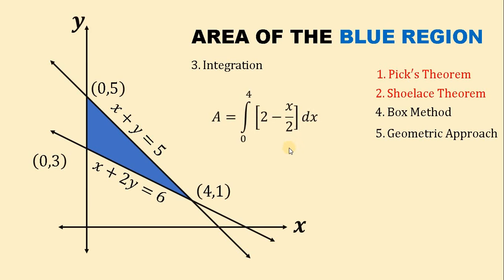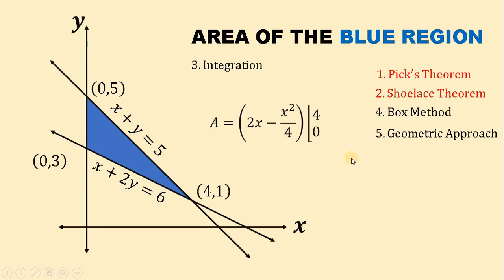So we can now integrate this. So the integral of 2 dx must be 2x, and the integral of x over 2 dx must be x squared over 4. So this will give us the area of this shaded region must be equal to 2x minus x squared over 4 evaluated from 0 to 4.